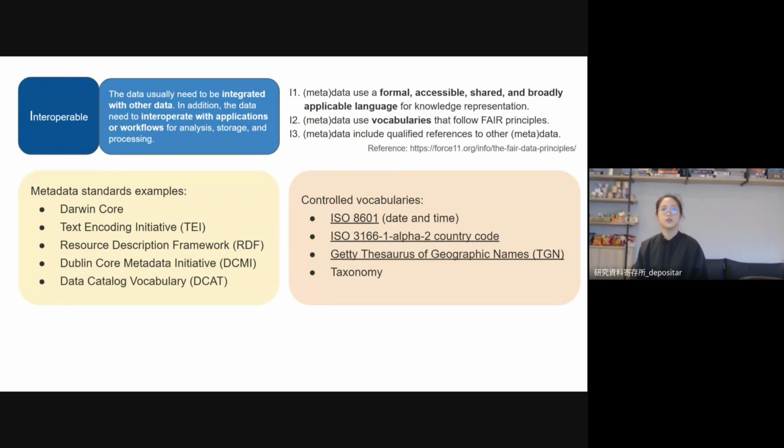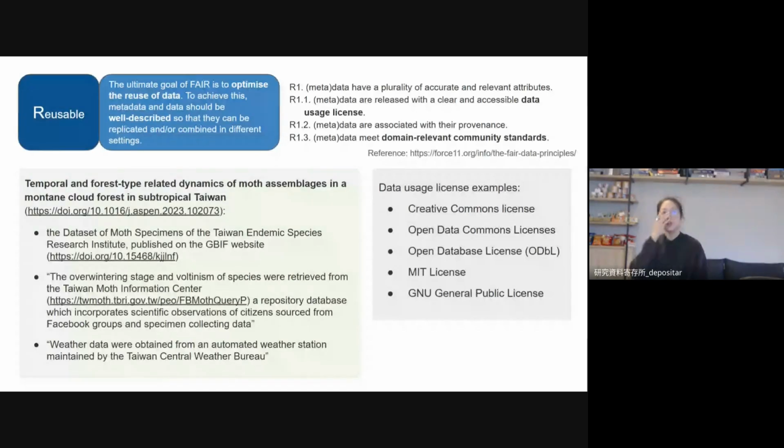Some controlled vocabularies that are widely used include ISO 8601 for date and time. There's also the Getty Thesaurus of Geographic Names. It's a name thesaurus. And taxonomy is also used widely, like in biological science. So essentially, these standards help humans and computers to understand and process data and metadata more efficiently. If they are standardized to some degree, then you don't have to do as much data cleaning.